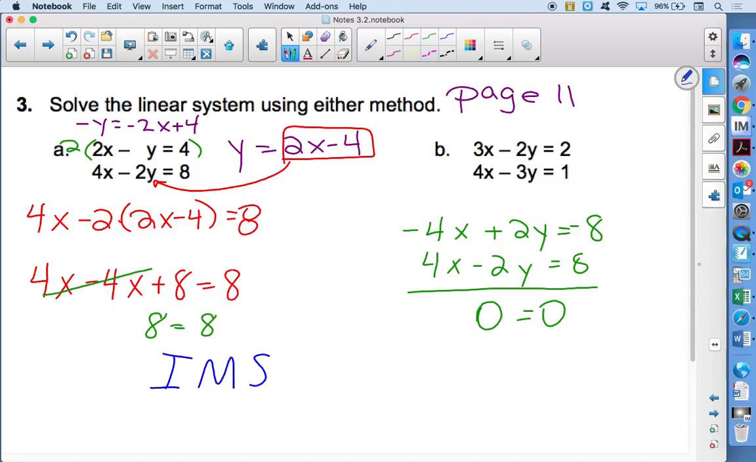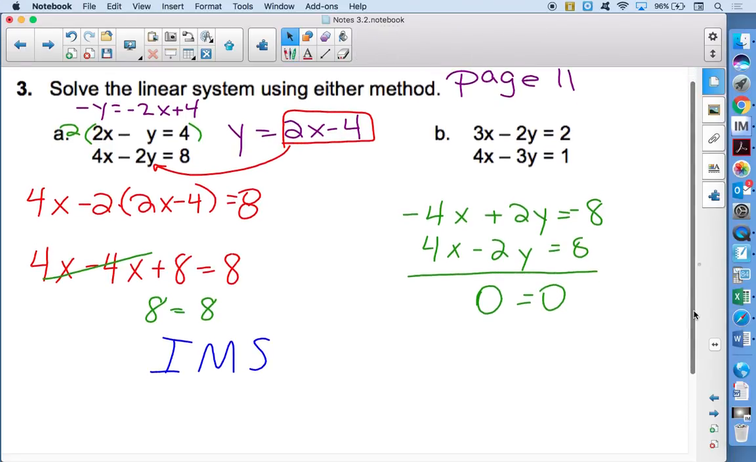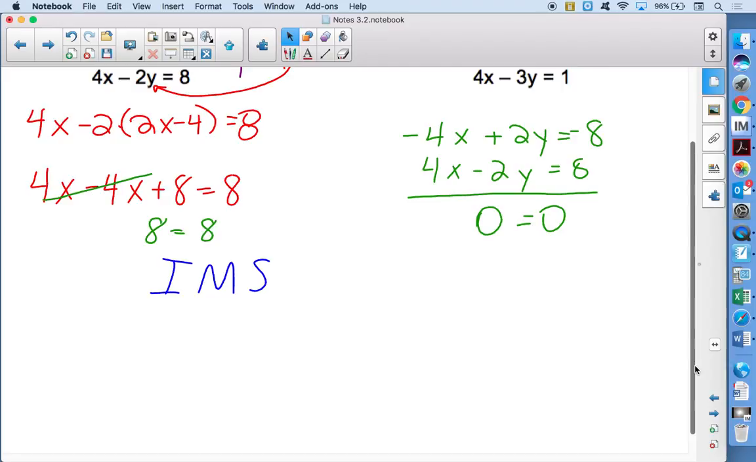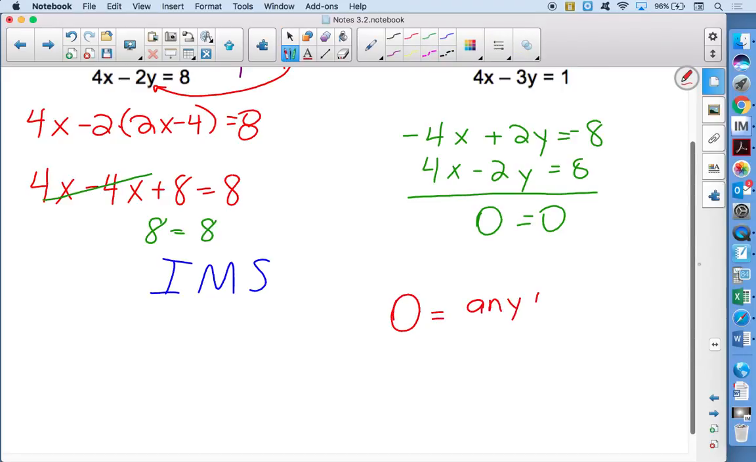So you can still have one line graphed on the other. Even though we're solving for it algebraically, your answer is displayed differently, but if I was graphing them, it would still be the same equation. If it ends up like that, except the statement is not true, would that be no solution then? Yes. So if you end up with 0 equal to any number but 0, that's when it's no solution.